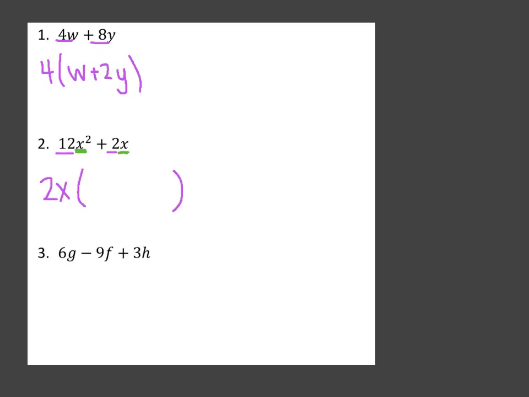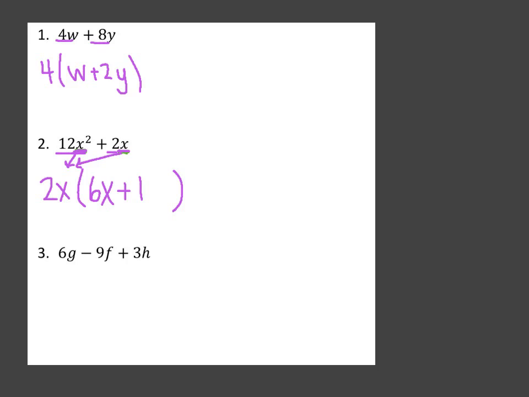And again, to fill up my parentheses, I have to put what's left over. So when looking at the first term, if I go 12 divided by 2, that's going to give me 6. And then my first term used to have 2 x's, but we took one of them out when we did the GCF, so there's only 1 x left. Now looking at my second term, 2 divided by 2 is 1. And then I had 1 x, but I took that x out, so there's no more x in my answer. And my final answer would simply be 2x times 6x plus 1.